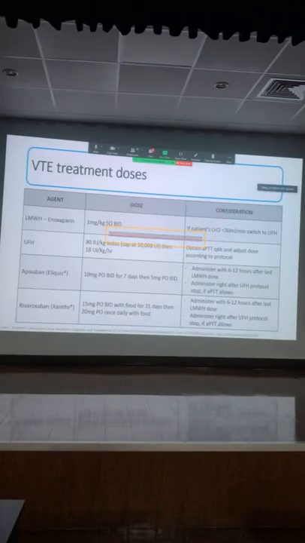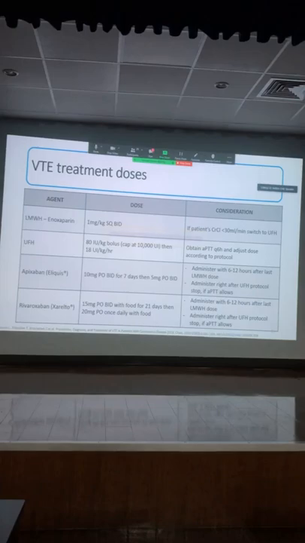VTE treatment doses: low molecular weight heparin, enoxaparin, 1 milligram per kilogram subcutaneous BID. If the patient has renal impairment, with creatinine clearance less than 40 per minute, switch to unfractionated heparin. Unfractionated heparin: we can give a bolus of 80 international units per kilo, equal to 10,000 international units, then 18 international units per kilo per hour.